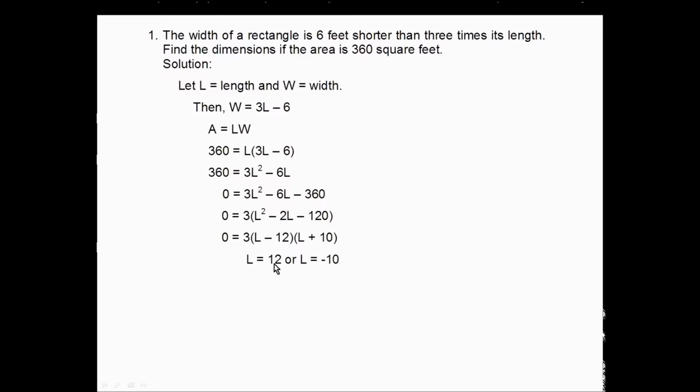So L minus 12 gives me the 12. L plus 10 gives me negative 10. Okay, you can't have negative lengths, so negative 10 is no good. So L is 12. Okay, so the length is 12 feet.